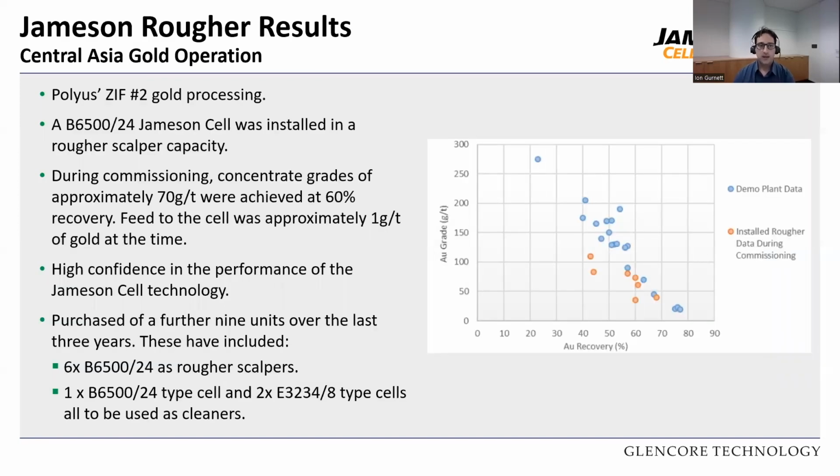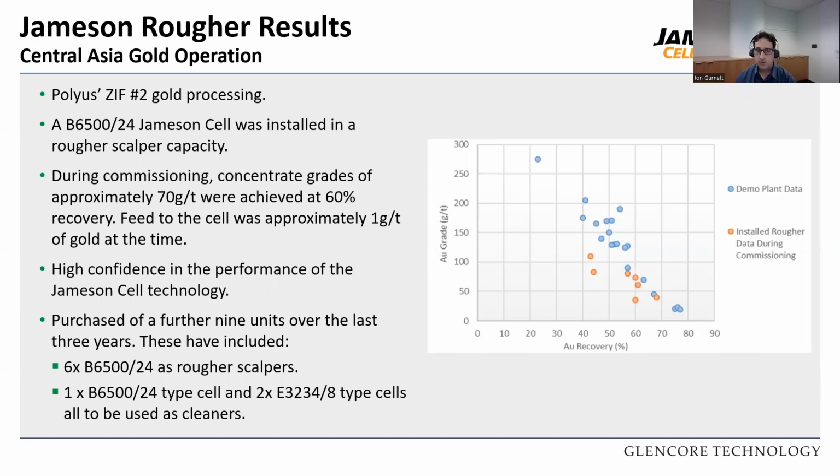In Central Asia, we put in a Jameson cell quite a few years ago at ZIF2 in gold processing. And what we found was 1 B6524 in a rougher scalper capacity could achieve concentrate grades at around 70 grams per ton at 60% recovery, whilst feeding 1 gram per ton of gold at the time. And the results from site are on the right there.